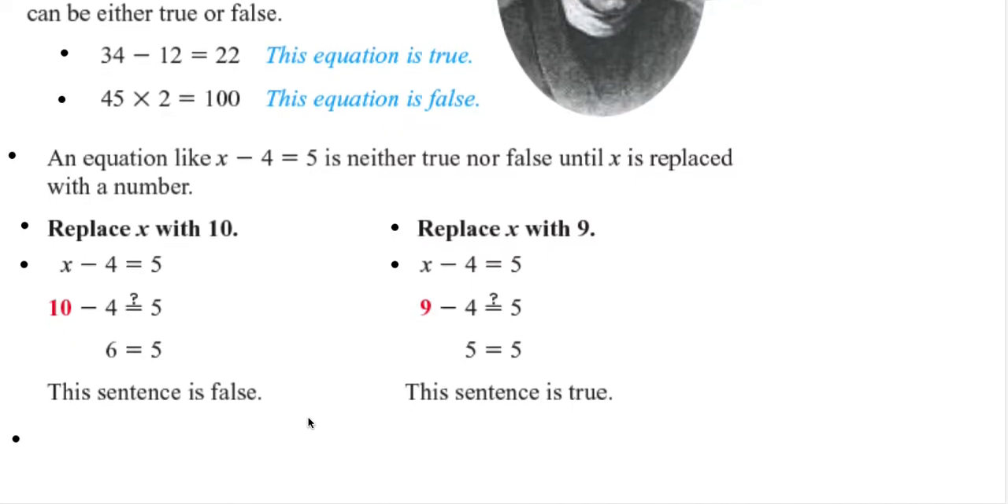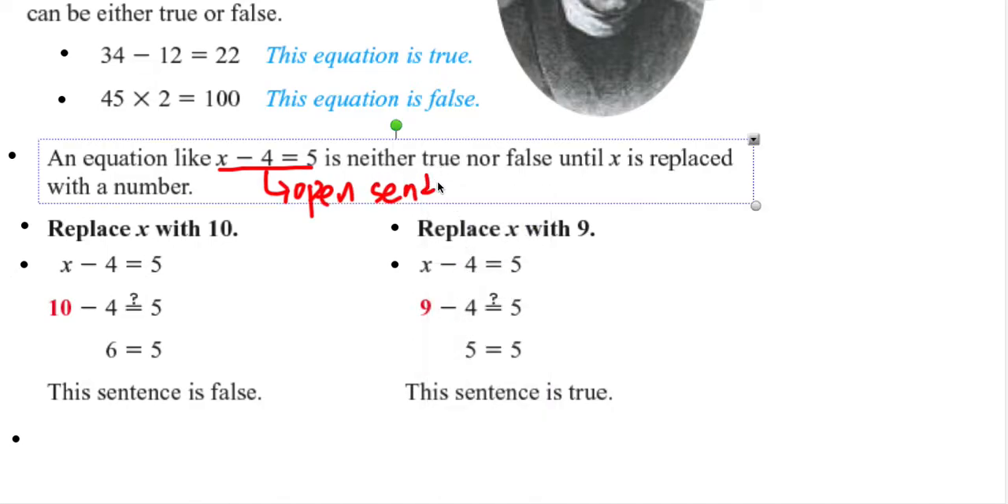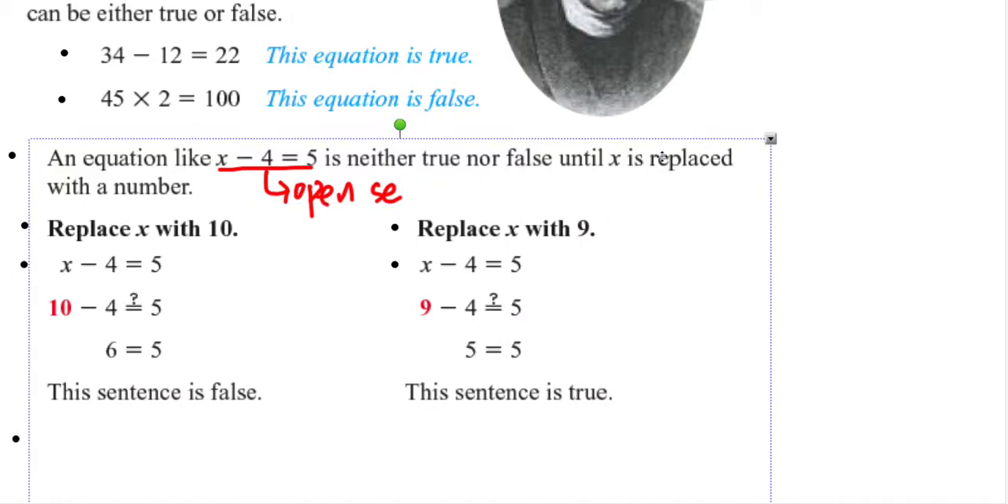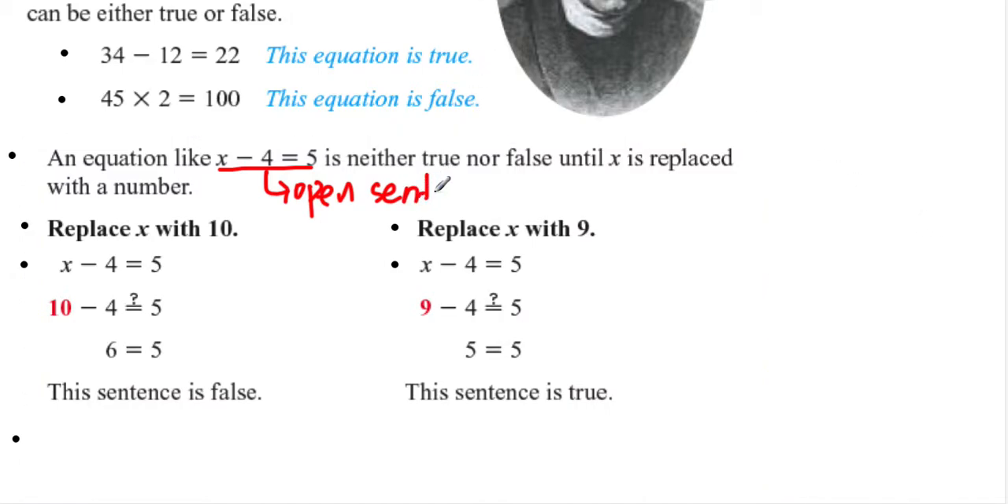So this type of sentence is what we call an open sentence. This is an open sentence because we don't know whether the sentence is true or false until we replace it with the value of x.